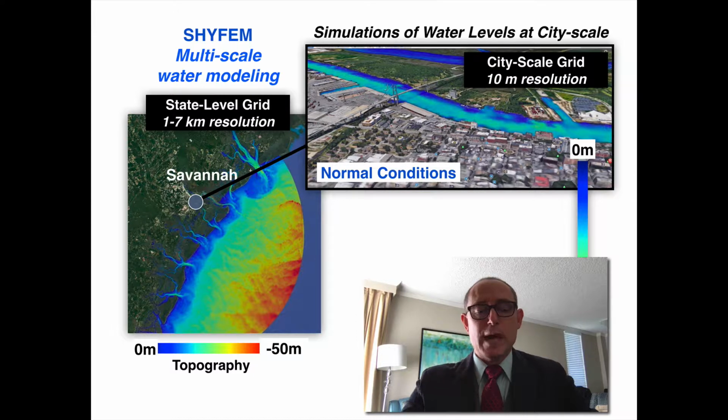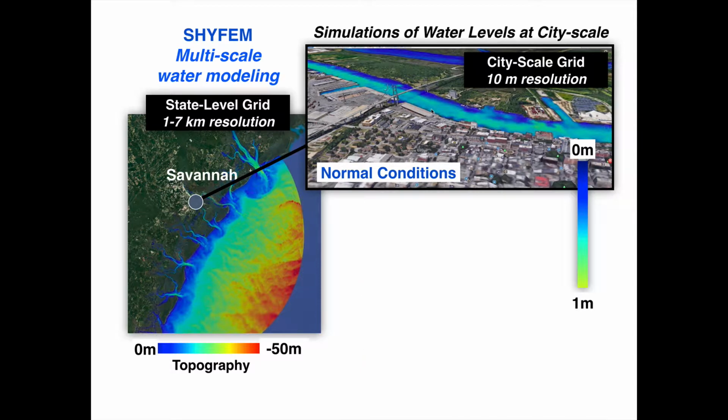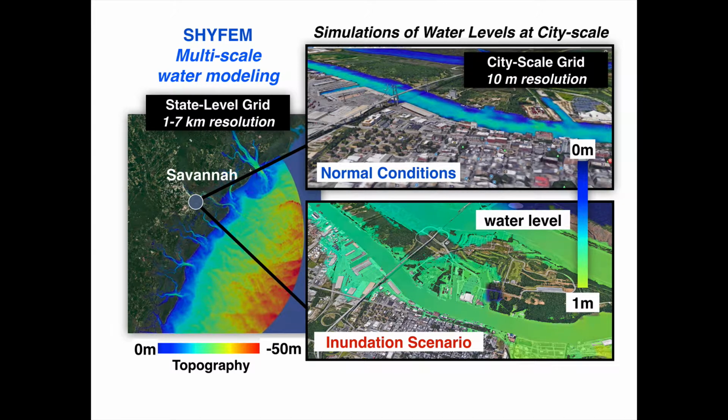And the way we do that is, if we zoom in, this is essentially a city scale resolution at 10 meters. Again, this is downtown Savannah, and this is sea level variability in a normal day. And the model also allows us to predict flooding. So if we actually increase the sea level through a storm surge or an inundation event, this is what the model is capable of reproducing.